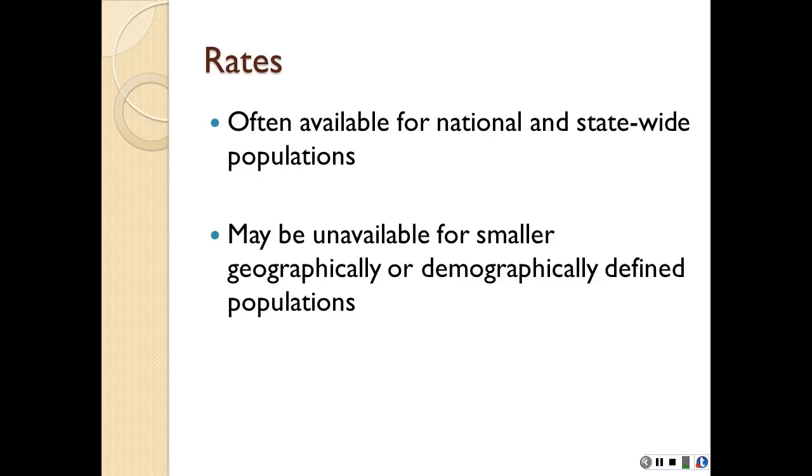It can be difficult, however, to find rates for smaller geographically defined populations. The government typically will break things down for you at the state level, sometimes at the county level, and sometimes by census tract. But if you're interested in one particular city, you may not be able to break down certain disease rates from existing data that the government already collects. You could always collect that information yourself, but that's going to be quite expensive.